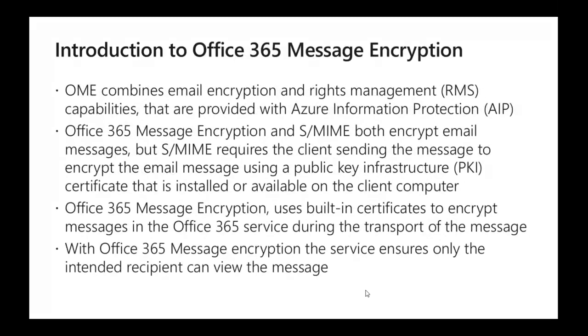Now, an introduction to Office 365 message encryption. It is all part of the suite itself. Through the combination of RMS, AIP, and S/MIME, we ensure that messages are encrypted. Office 365 message encryption uses built-in certificates to encrypt messages in the Office 365 service during the transport of the message. Right? We need to have some sort of governance.